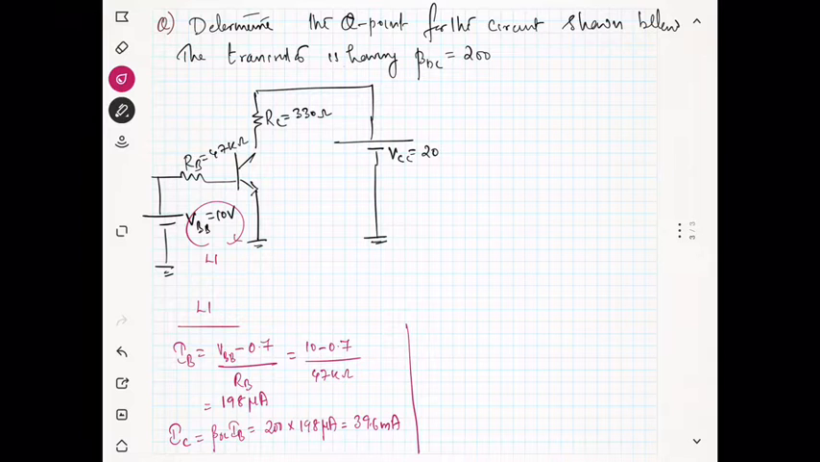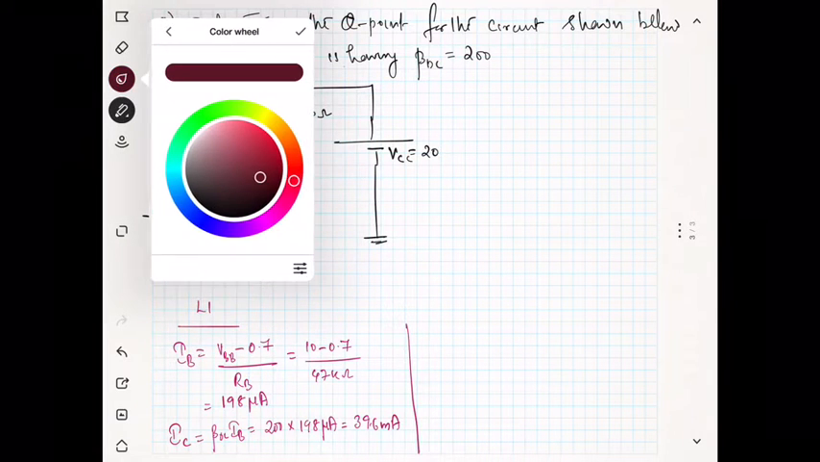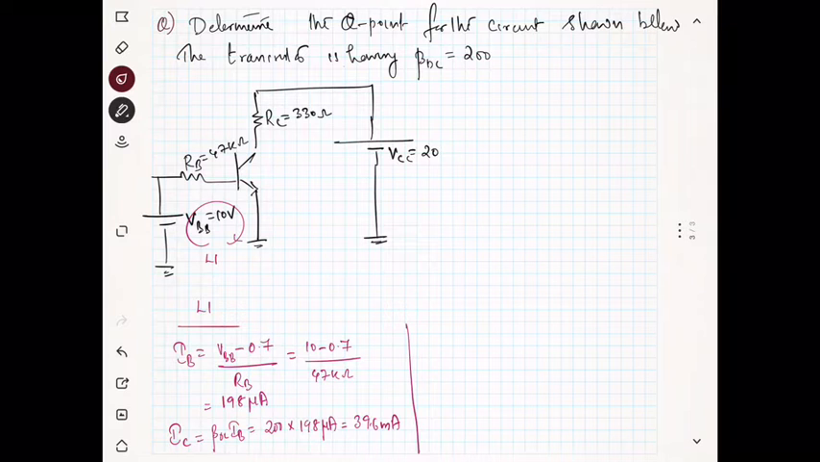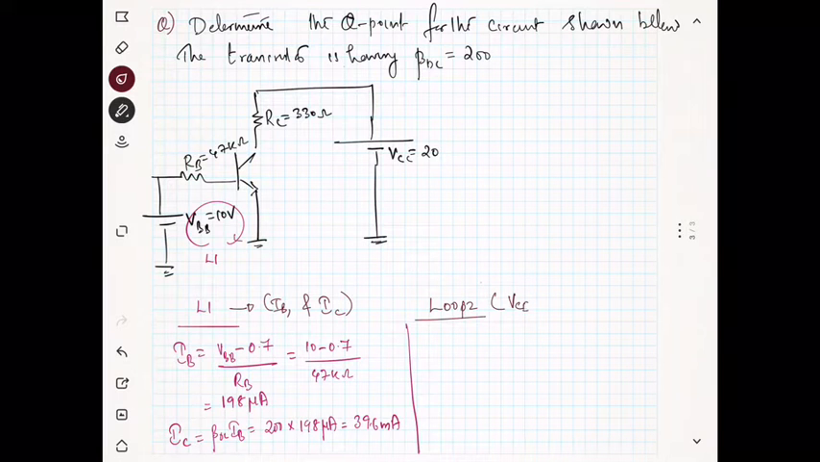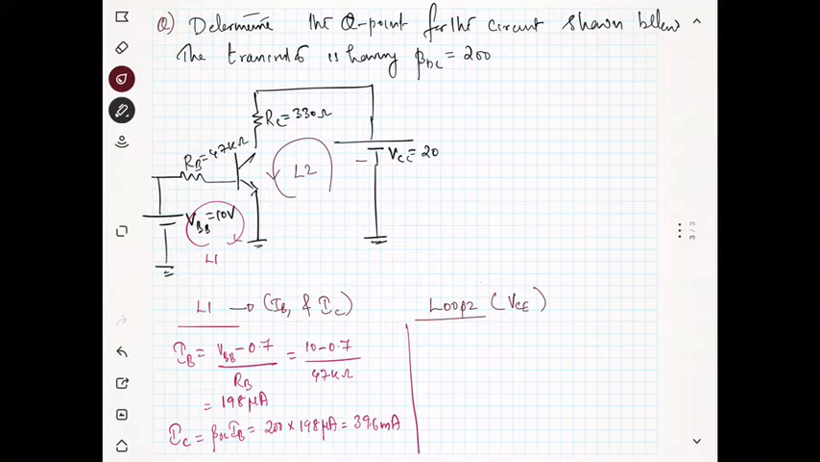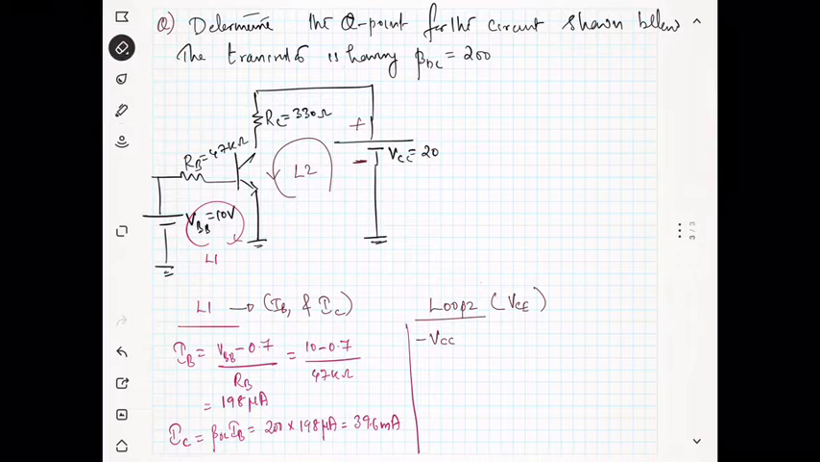Now we will see what is the situation with loop 2. From loop 1 we got IB and IC, and now we are looking at loop 2. From loop 2 we can get VCE. So you can take the loop 2. In the loop 2 we will start from VCC. So this is minus here and this is plus here, so it is minus VCC, right? You have already seen this, so I am not going to explain. You can refer to the previous slide.